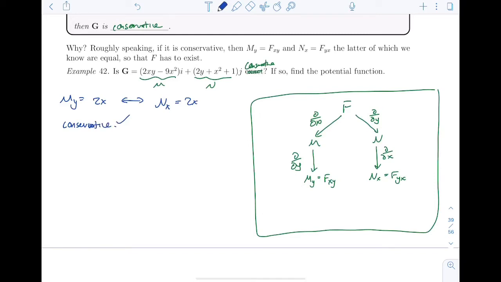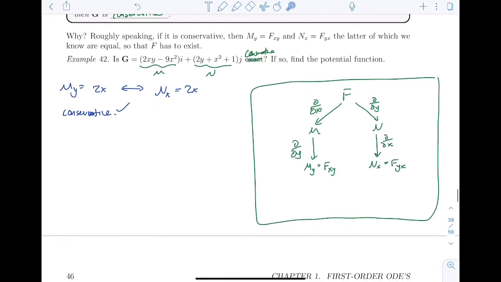Check. Okay, then how do we find the potential function? So what we have discovered is that we have the M and we have the N. We took this derivative to get this thing, we took this derivative to get this thing, and those were equal. All right, well, what I want to do is take this thing and go back up to f.